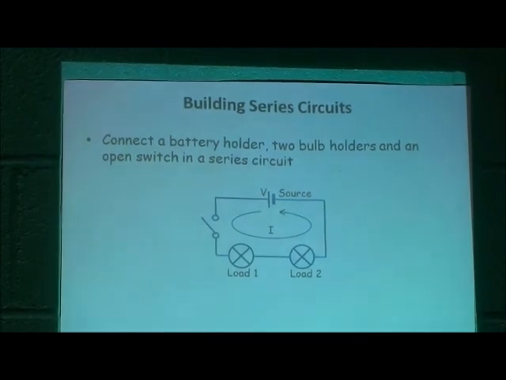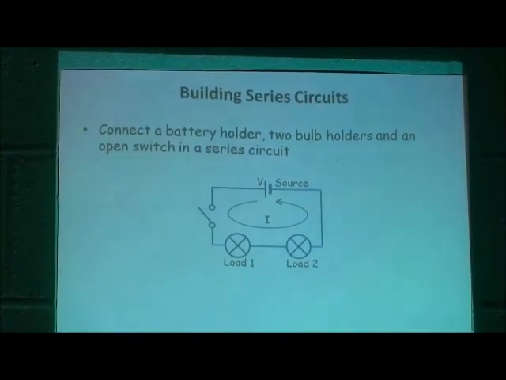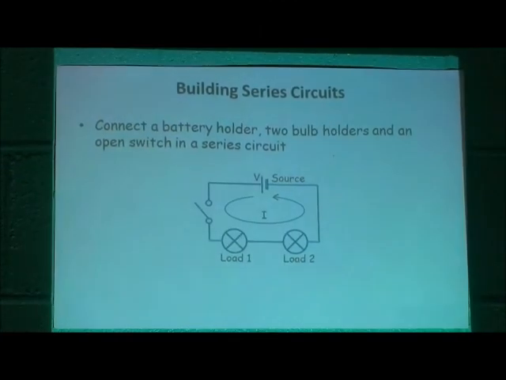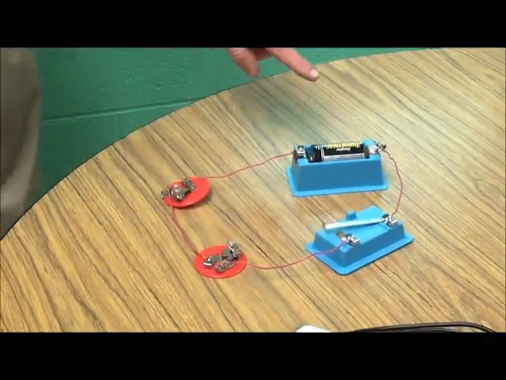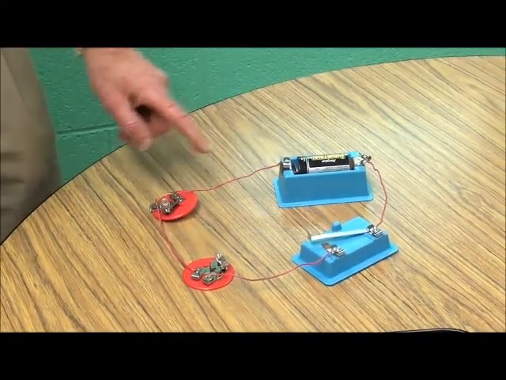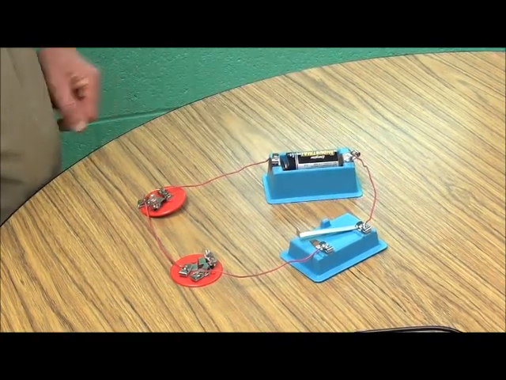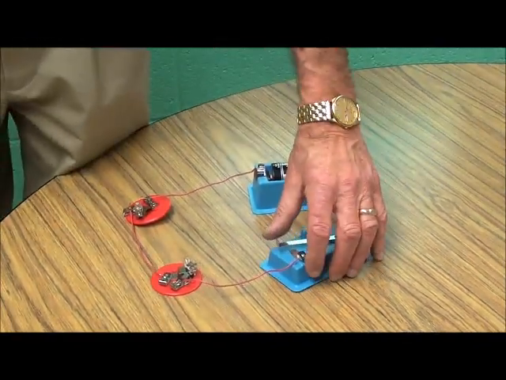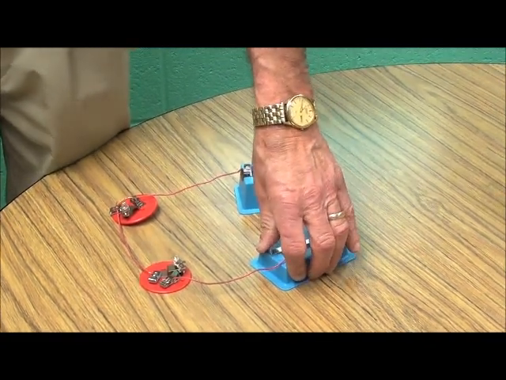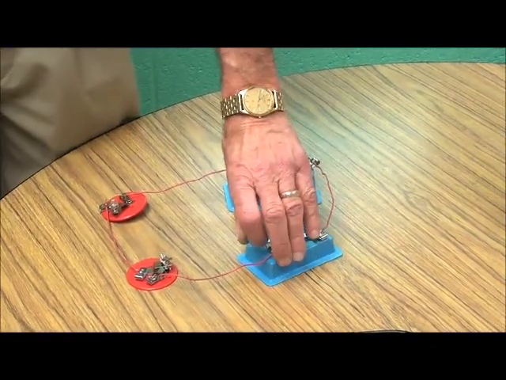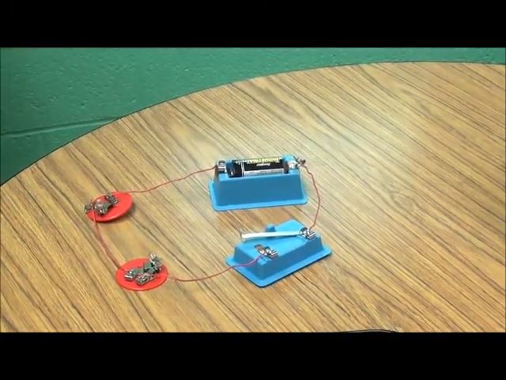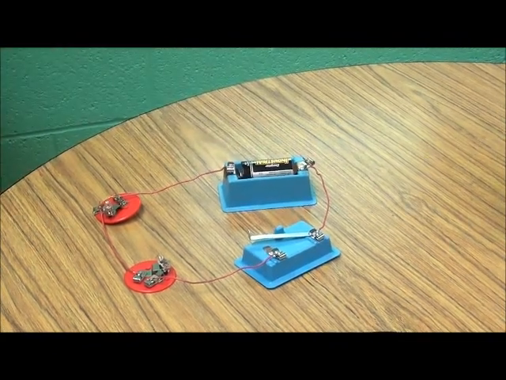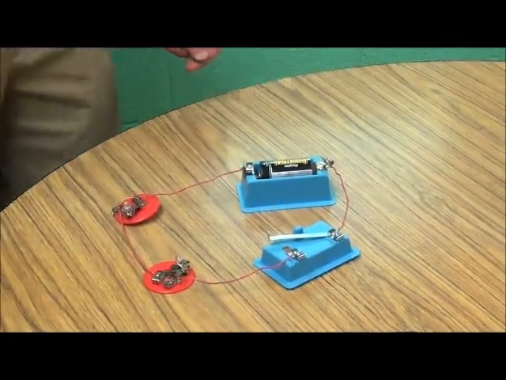Now, in building a series circuit, I point out that we connect a battery, two bulb holders, and an open switch in series. I have the battery, or the voltage source, two bulbs, and a switch. We close the switch, and what we see, though it's going to be a little hard for you to see in this video, is that the bulbs are on very dimly. It's unfortunate we're using only a 1.5 volt battery, but compared to just one bulb, they're much dimmer. And that's what we're going to see.